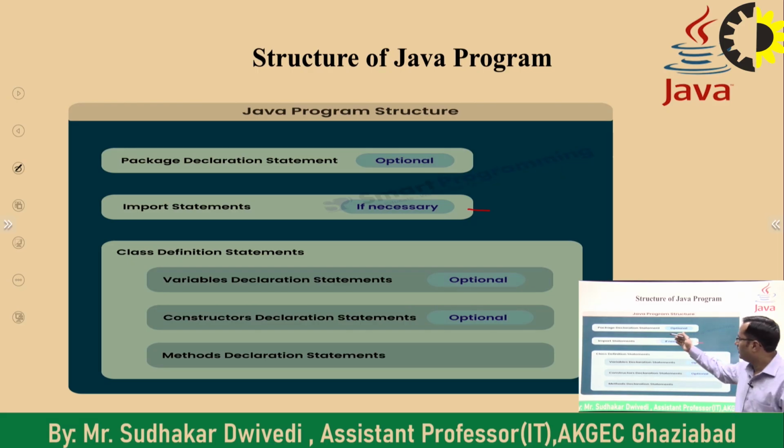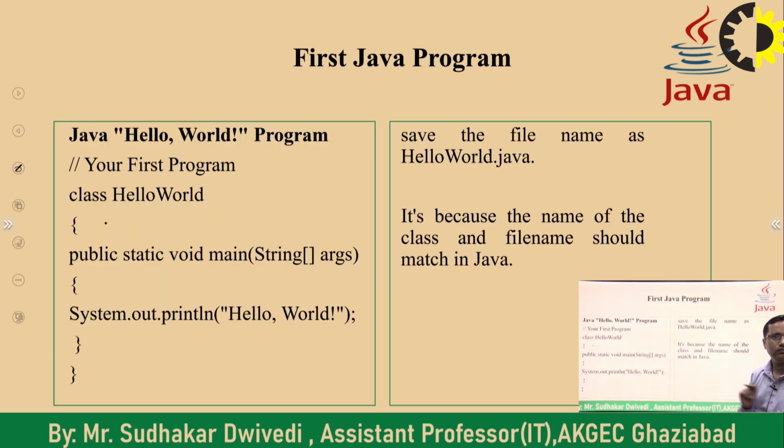So after the declaration of the package and importing all the packages that we require for our programs, we need to create a class. And the class contains the variables, the methods, and the constructors that we will discuss. This is the first Java program.